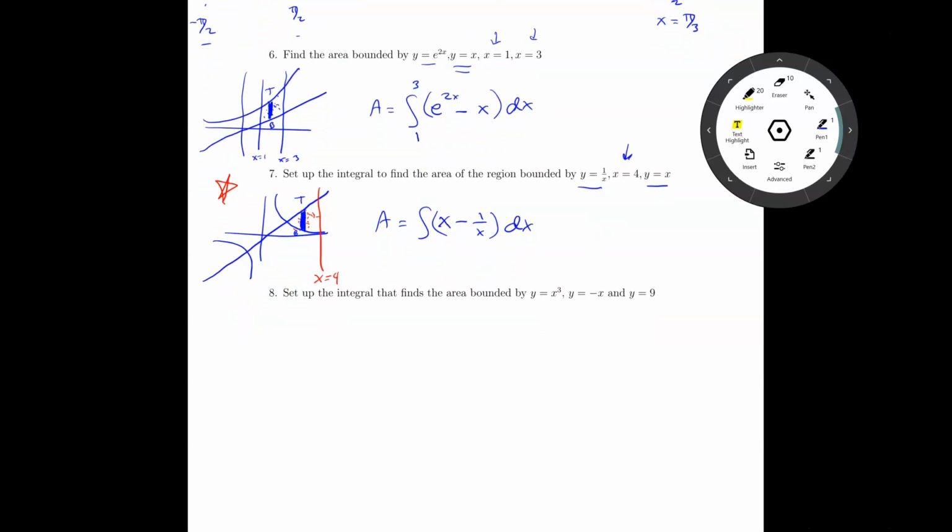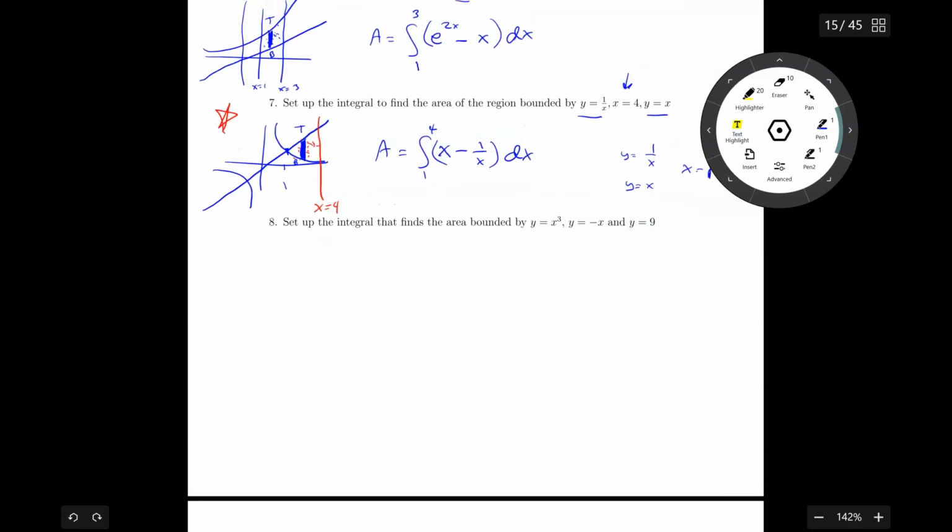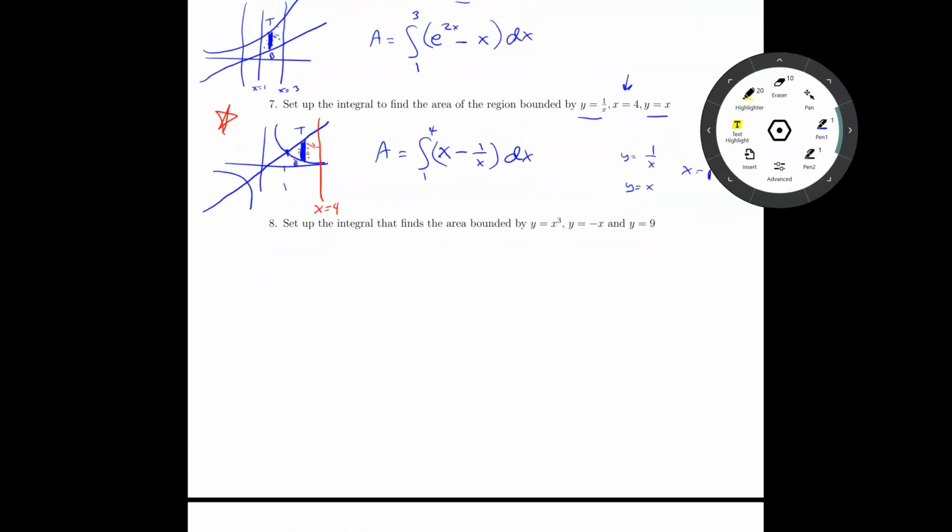Then I need to figure out where to build the rectangles from and to. I'm going to start here at 1, because that's where y equals 1 over x and y equals x intersect, at x equals 1. You can use common sense, think about that, or solve it however you need. Okay, let's stop there and we'll continue with this next one next time.